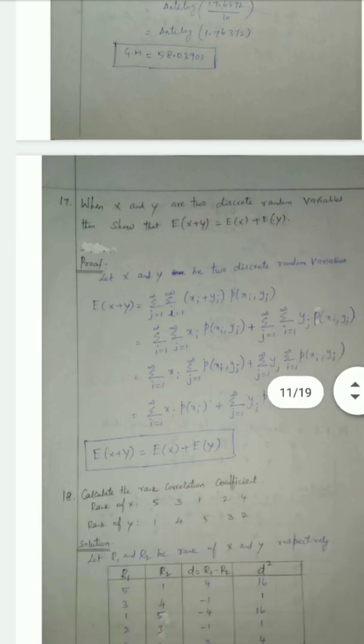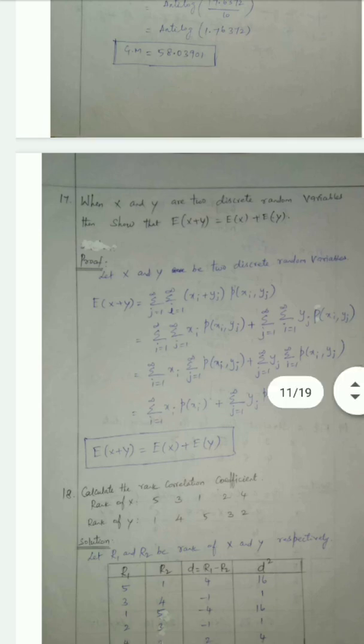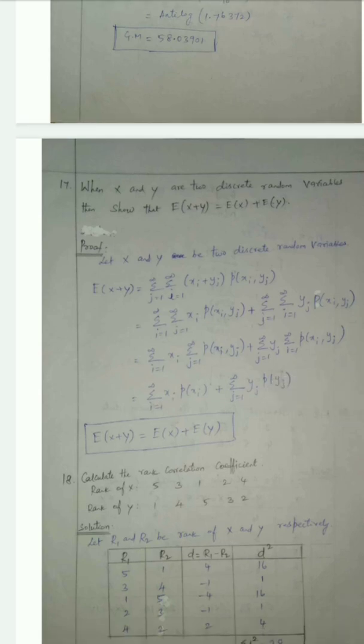And the 17th question is, when x and y are two discrete random variables, then show that E of x plus y equals E of x plus E of y. That is, expectation of x plus y equals expectation of x plus expectation of y. Let x and y be two discrete random variables. Let us consider E of x plus y equals summation j from 1 to infinity, summation i from 1 to infinity, (xi plus yj) into p of (xi, yj). That's the definition of E.